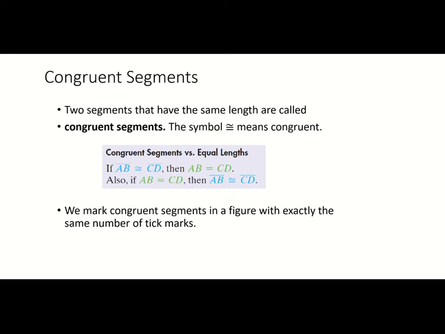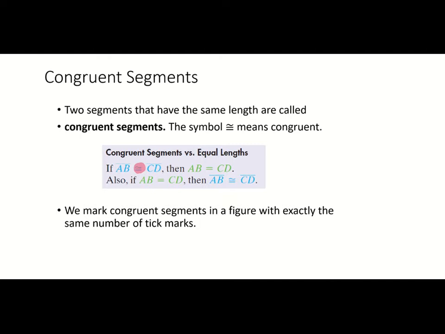So if they tell me, and again, the symbol that we use for congruent is right here. It's the equal sign with the wave on top. If they tell me that they're congruent, that means those two segments have the exact same length. I don't necessarily know what the length is, but I know they're exactly the same. Now, if they're congruent, it also means they're equal. And if they're equal, they're congruent.